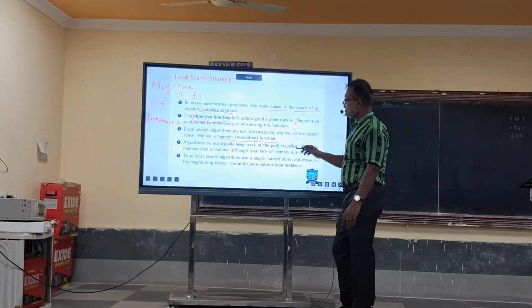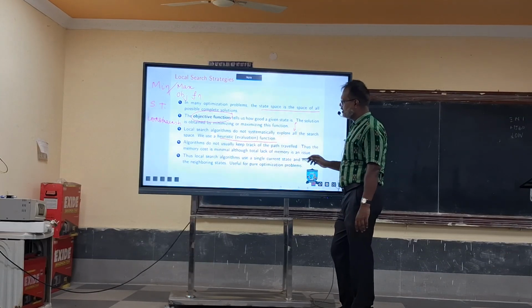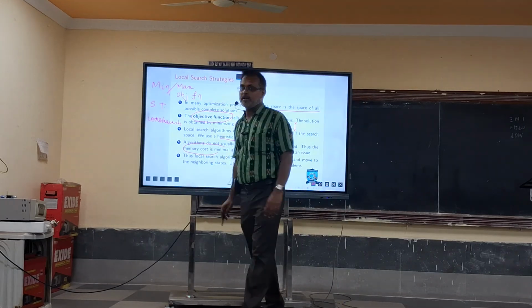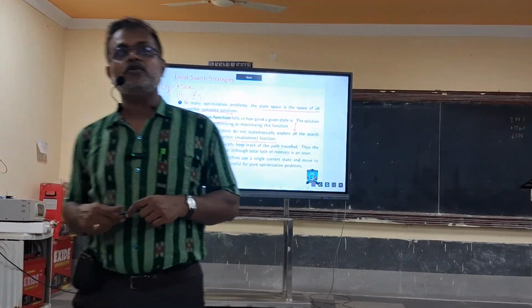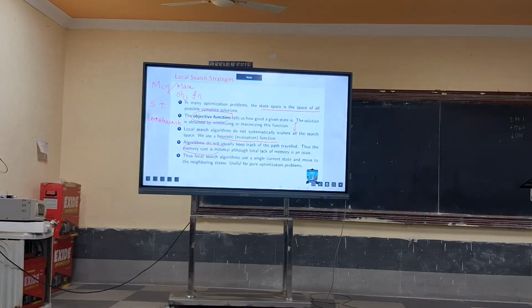Local search algorithms do not usually keep track of the path traveled, thus the memory cost is minimal, though total lack of memory is an issue. Memory cost is minimal in the case of local search, isn't it? Suppose you think too much about your future 10 years down the line, so you get confused, right?